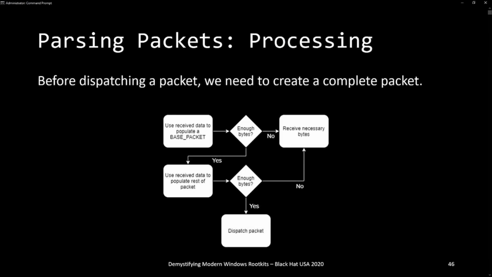For processing, it'll check to see if there's enough bytes to fill out a base packet structure in the already received data. If there are enough bytes, it'll check to see if there's enough bytes for the custom structure, if there is one. Only when both the base packet and the optional custom structure are fulfilled will it dispatch the packet. If in any case it needs to get extra bytes, it'll go ahead and receive them using the socket handle.